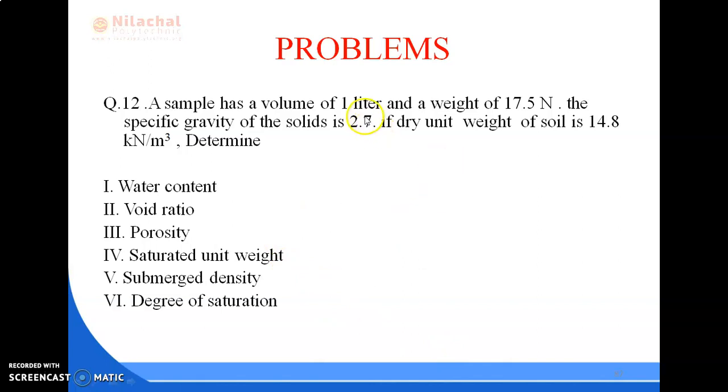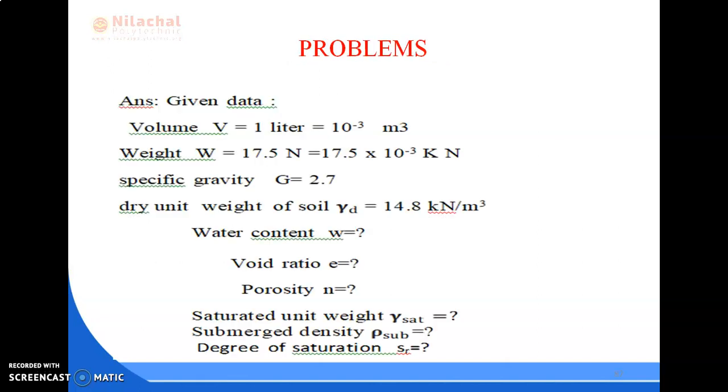I think 3 values are given, and from the 3 values we have to find out the 6 values: water content, void ratio, porosity, saturated unit weight, submerged density, and degree of saturation. So let us see. The first work is to note down the given data. So volume V equal to 1 liter.